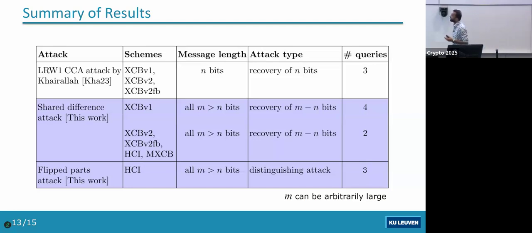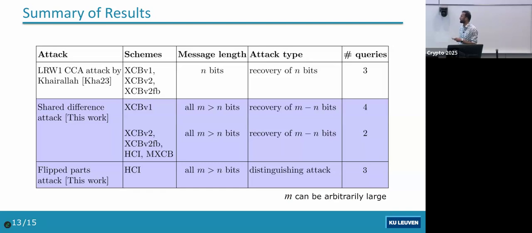In 2023, in an ePrint, Kerala already showed that LRW1, which was a known result but formally described by Kerala, is not secure for n-bit messages as an STPRP, and that applies to all XCB variants. This work shows that XCB variants are also not secure for any messages larger than n bits. So for n bits, you had an attack, and for larger than n bits, you have an attack. This implies that XCB is insecure for all message lengths.